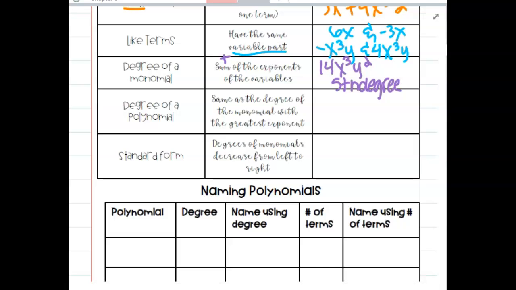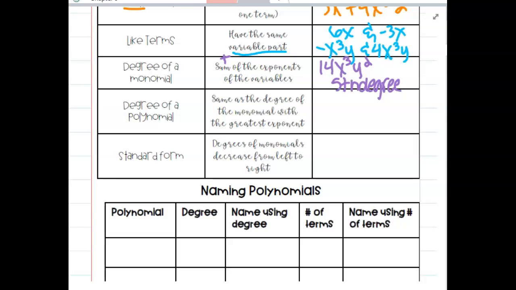Now, if you want to find the degree of a polynomial, this sounds even more confusing, but it's actually even simpler. To find the degree of a polynomial, it is going to be the same as the degree of the monomial with the greatest exponent. To make this simple, you are going to look for the term that has the largest exponent. The degree of that term, like what we did up here, is the degree of your polynomial.